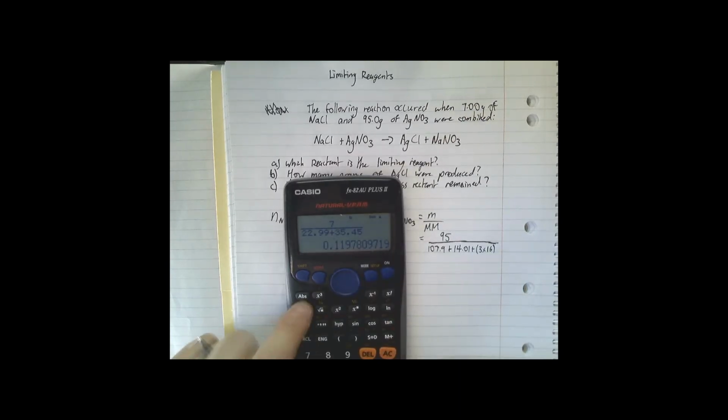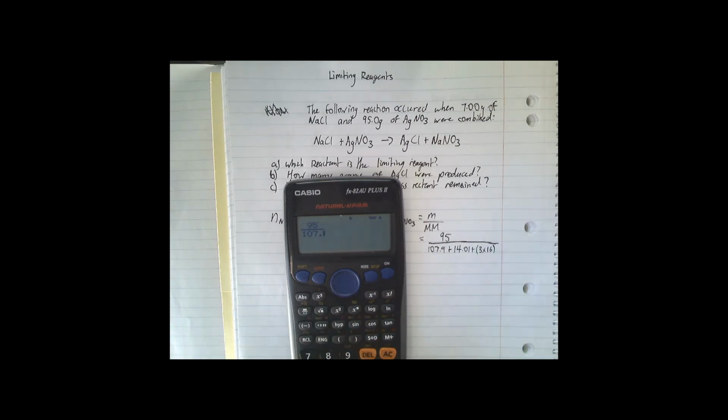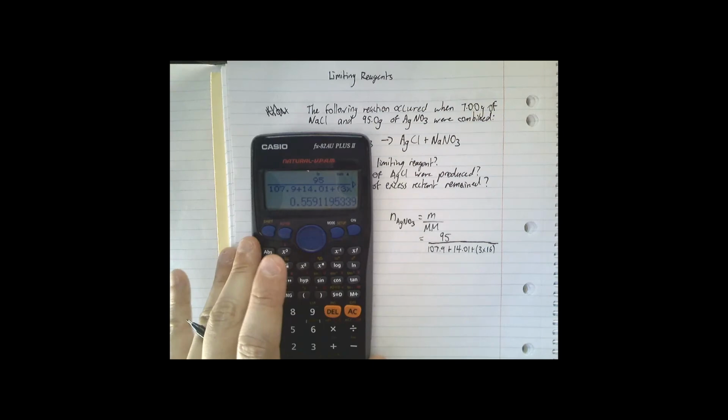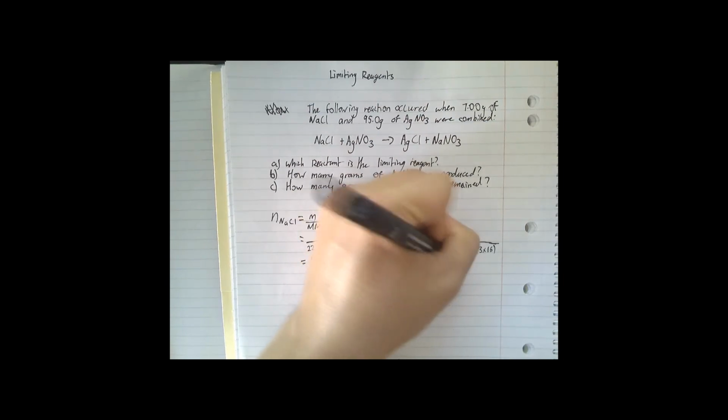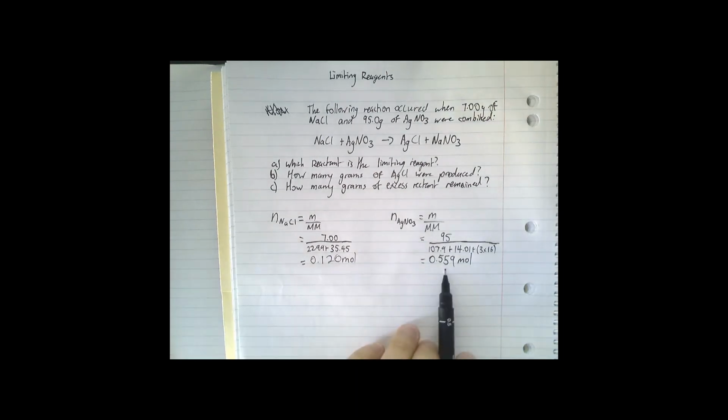So to put that into a calculation, we have 95 divided by 107.9, plus 14.01, plus, and I'm going to put all this in brackets, 3 times 16. The number that we get is larger than the other. It is 0.559 moles.